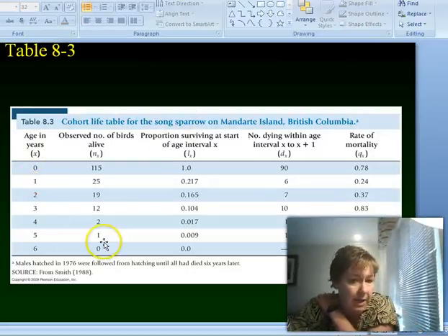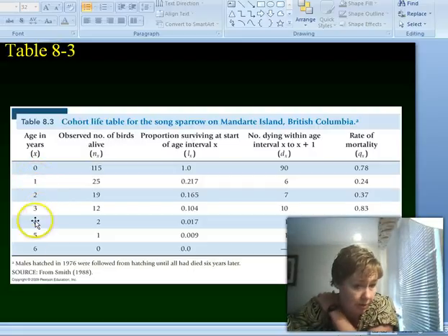This will get you a table that looks like this, where they're doing it with birds. So observed number of birds, and then age in years. So this is 1-year-old birds, 2-year-old birds, 3-year-old birds. Do you see that? And this is observed birds alive. So all the birds were alive the first year. They started out with 115 birds. Then a bunch of them died. So this was a huge loss.